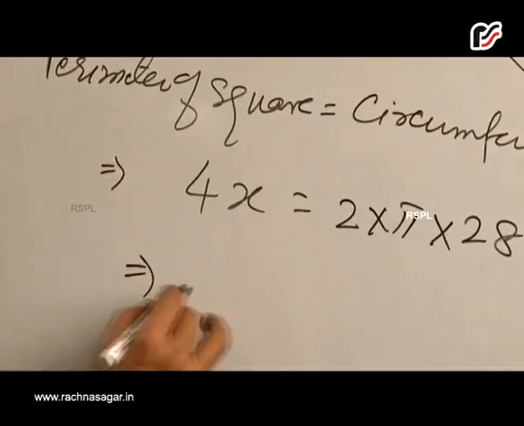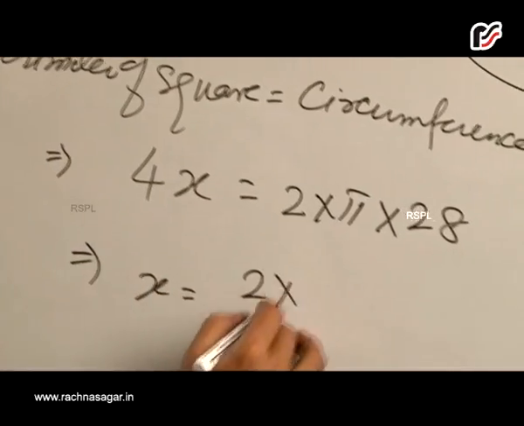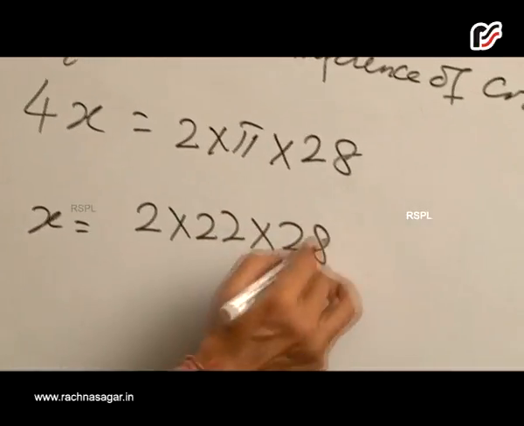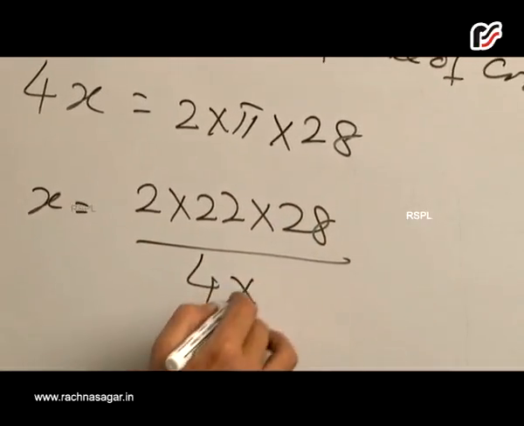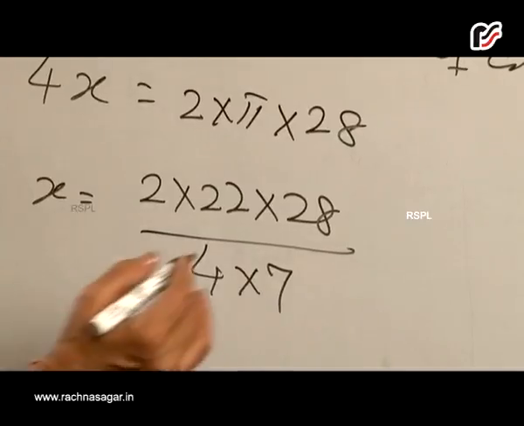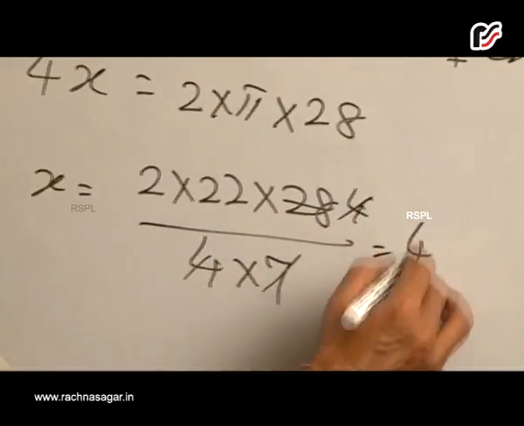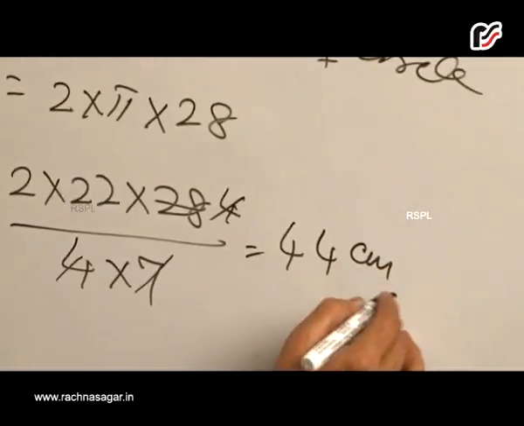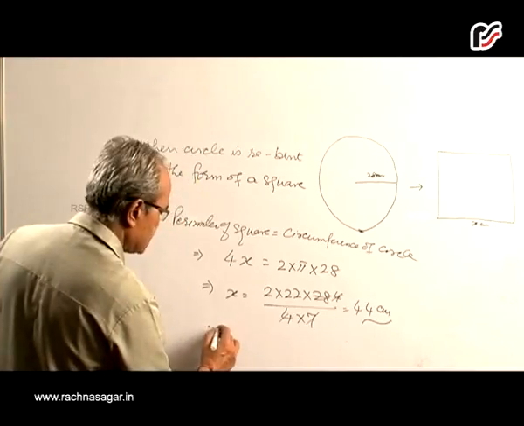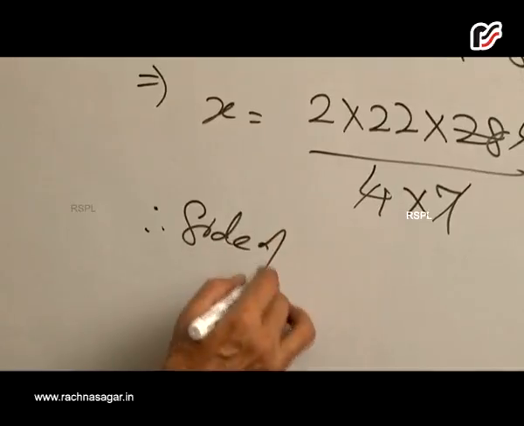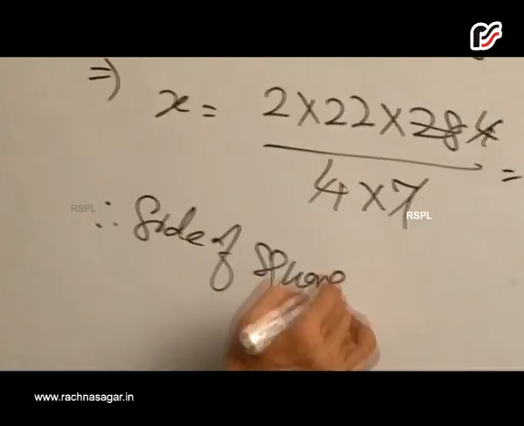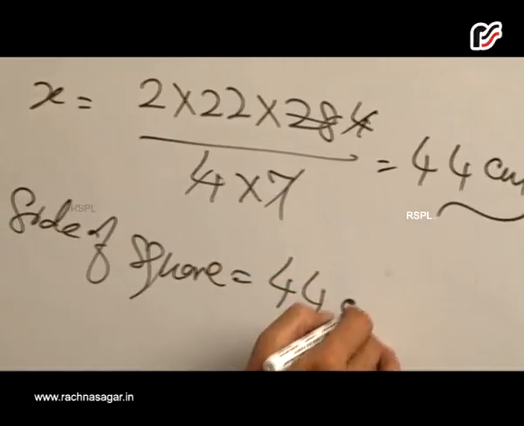This implies x is equal to 2 into 22 into 28 by 4 into 7. So we cancel 7 4s, 4 4s, and we get 44 centimeters. Therefore, side of square is 44 centimeters.